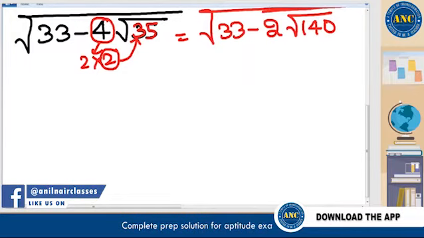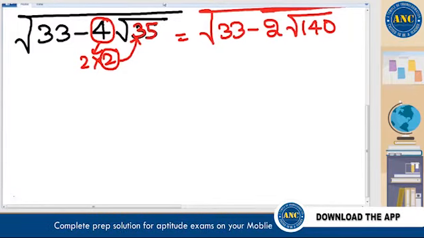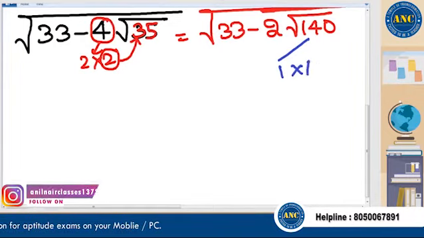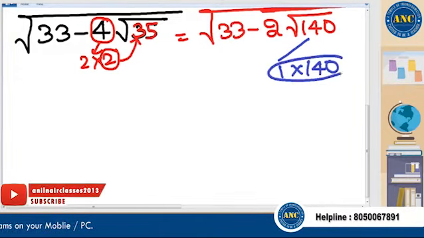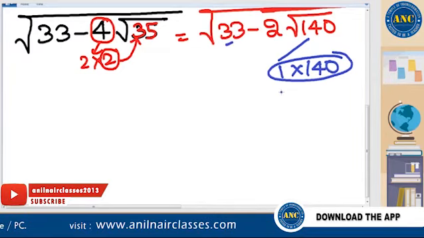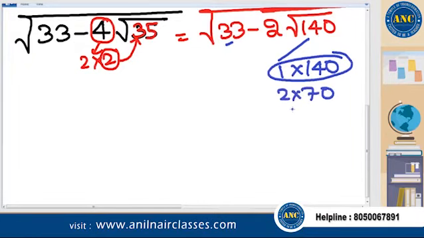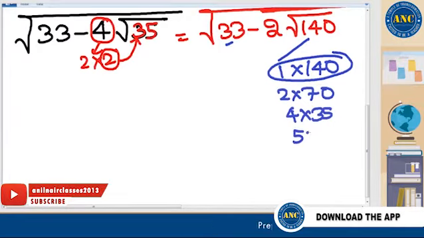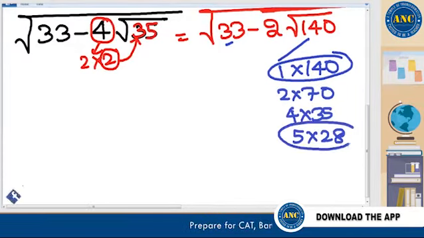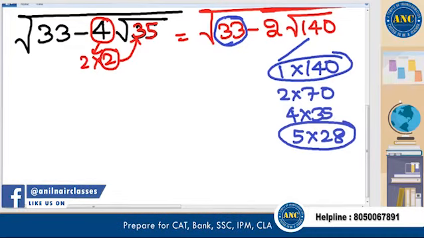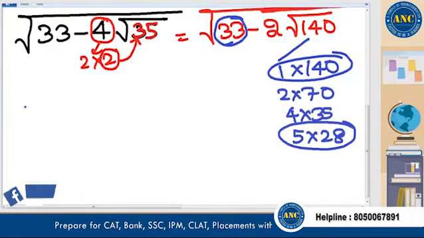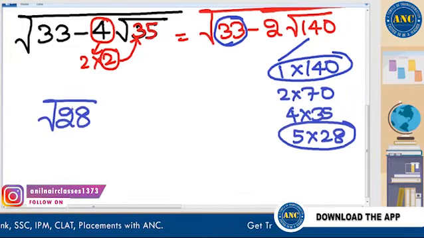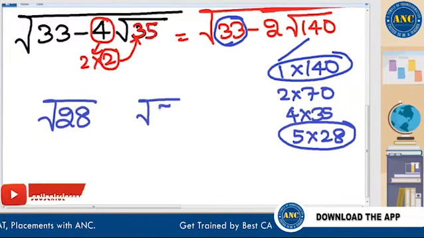Now root 140 you should express in multiple ways. What are the ways of expressing root 140? 1 into 140 is 140, but 1 plus 140 is not 33. 2 into 70, not possible. 4 into 35, 4 plus 35 is not 33. 5 into 28, yes, it is satisfying. 5 plus 28 is nothing but 33. That means it is root 28 into root 5.